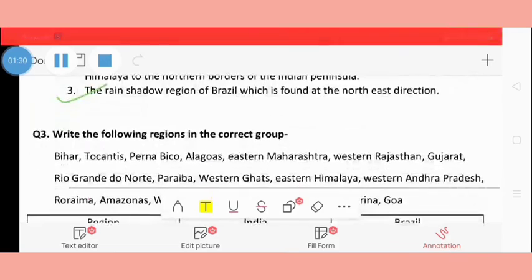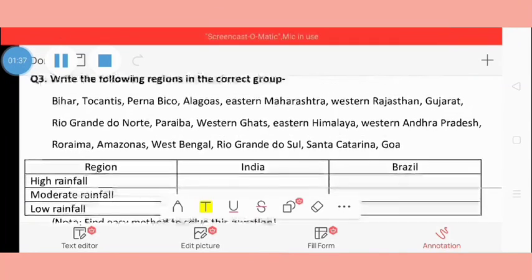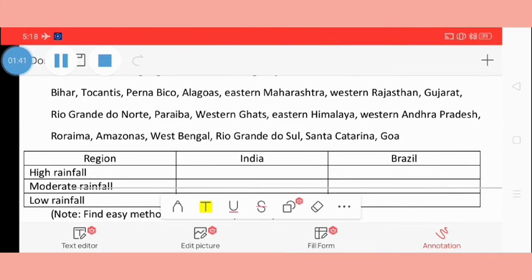Now question number third. Write the following regions in the correct group. So the groups are given. We are going to read the names: Bihar, Tocantins, Pernambuco, Alagoas, Eastern Maharashtra, Western Rajasthan, Gujarat, Rio Grande do Norte, Paraíba, Western Ghats, Eastern Himalaya, Western Andhra Pradesh, Roraima, Amazonas, West Bengal, Rio Grande do Sul, Santa Catarina, Goa. So regions of high rainfall, moderate rainfall, low rainfall in India and Brazil, we have to distribute these names.